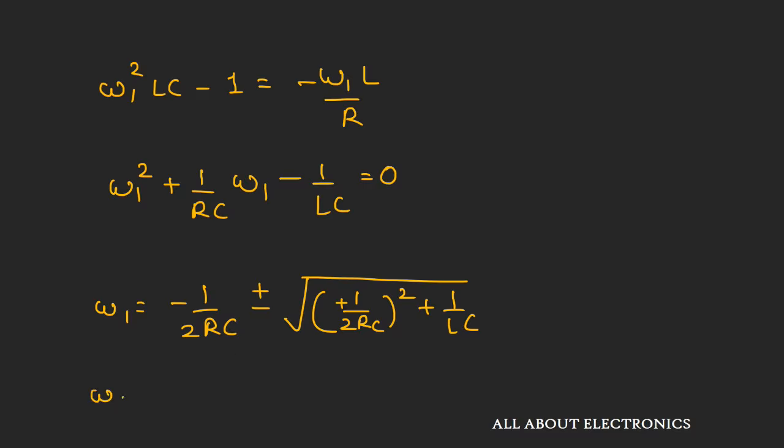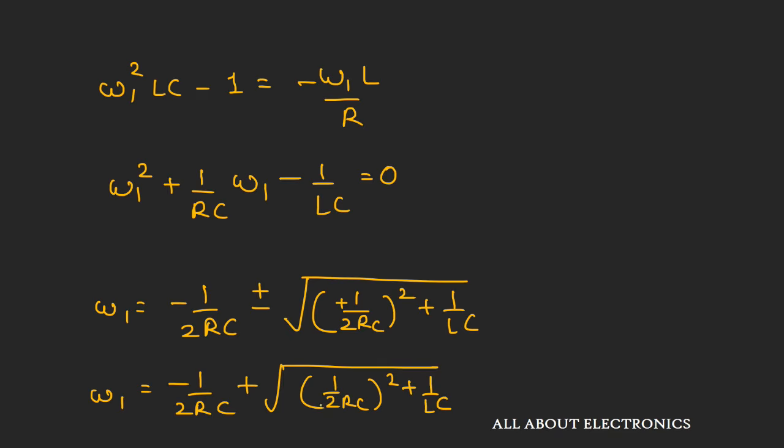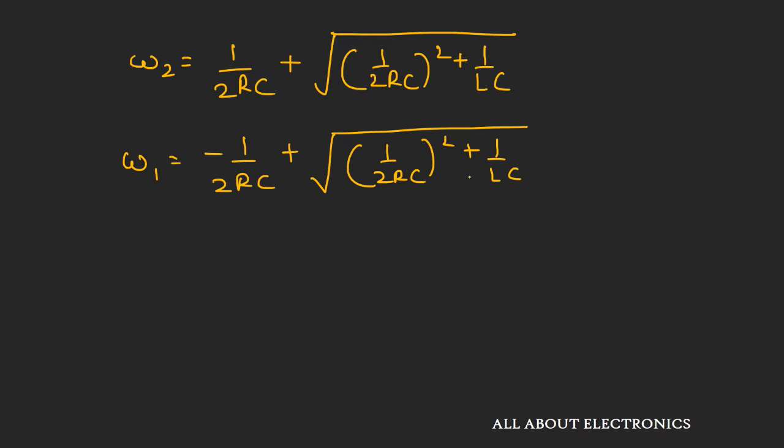That means omega 1 is equal to minus 1 over 2RC plus under root (1 over 2RC) whole square plus 1 over LC. And similarly we can derive the expression for omega 2, that is 1 over 2RC plus under root (1 over 2RC) whole square plus 1 over LC. So in this way we have derived the equations for the upper as well as the lower cutoff frequencies.